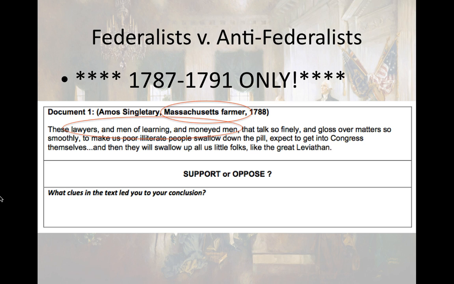Okay, so now he's talking to lawyers, men of learning, and moneyed men. So the people at the Constitutional Convention. Okay, so he's talking about them. And he says that they're going to swallow up all the little folks like the great Leviathan. If you don't know what a Leviathan is, it's a big sea creature or a monarch, however you want to look at it. I think that Loch Ness Monster is more fun. So if you're equating the people at the Constitutional Convention with a sea monster, chances are you oppose that document. Or I'm sorry, you oppose the Constitution.